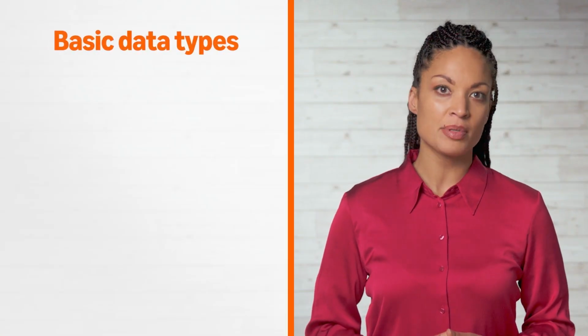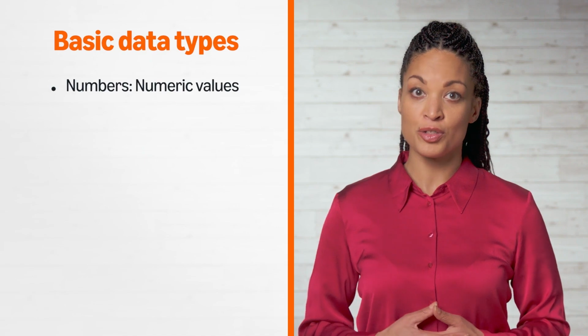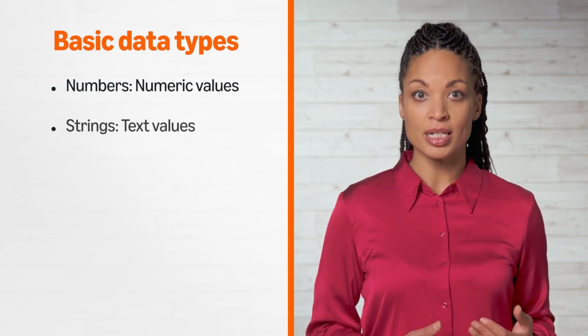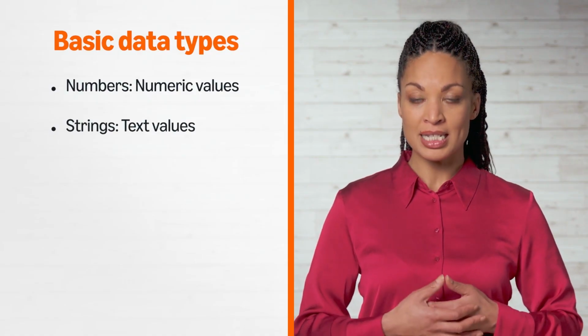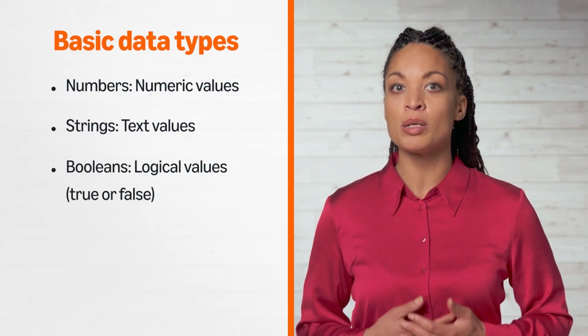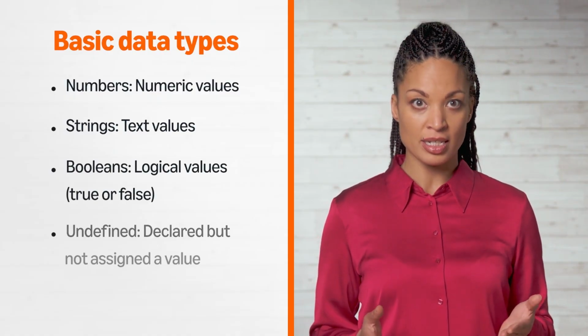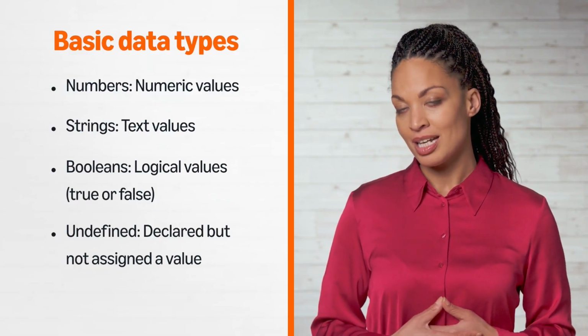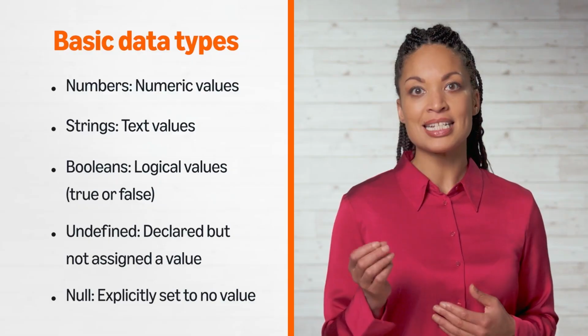The basic data types in JavaScript include numbers, used for numeric values, both integers and floating point numbers; strings, used for text, enclosed within single or double quotes; booleans, a logical data type that can only be true or false; undefined, a variable that has been declared but has not yet been assigned a value; and null, which represents the intentional absence of any value.